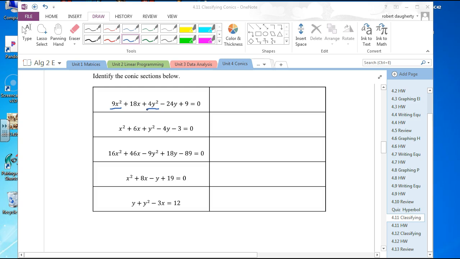Now, do those things have the same sign or opposite signs? If it had the opposite sign, it would be a what? Hyperbola. If one was positive, one was negative, then I've got a hyperbola. So I don't have a parabola, I don't have a hyperbola. Do these have the same coefficients? No, that's an ellipse, okay? If these were identical, it would be a circle, if they both had 4s or they both had 9s. This is an ellipse.